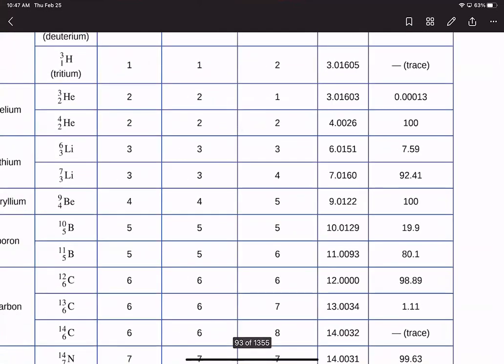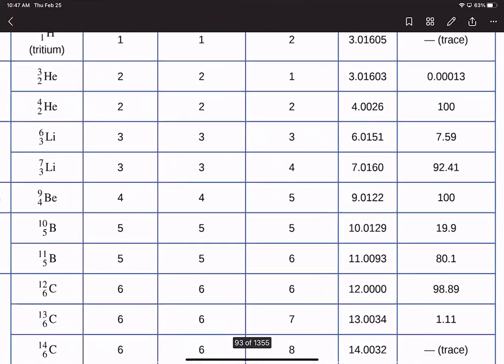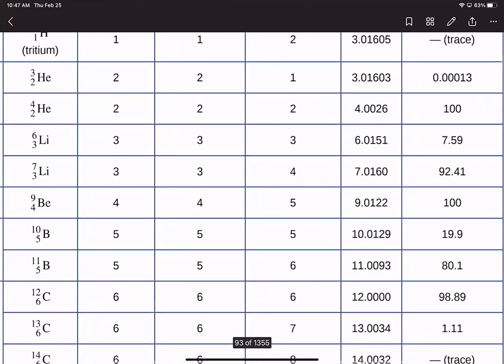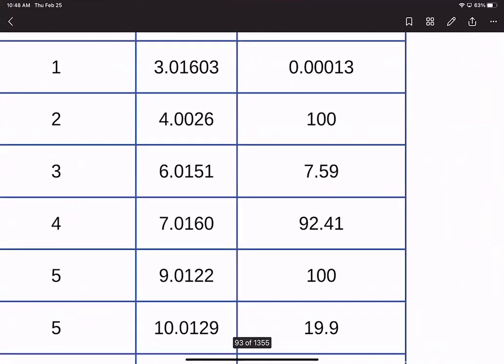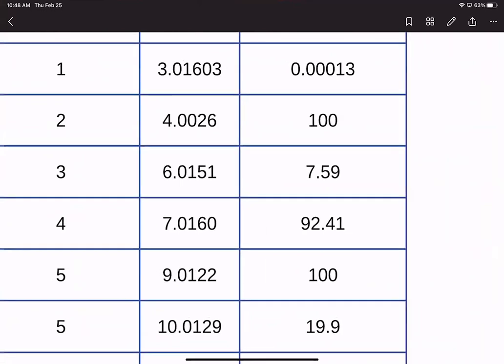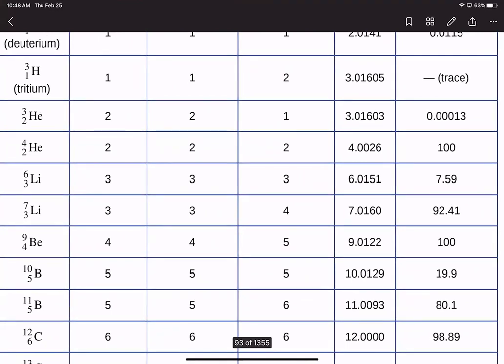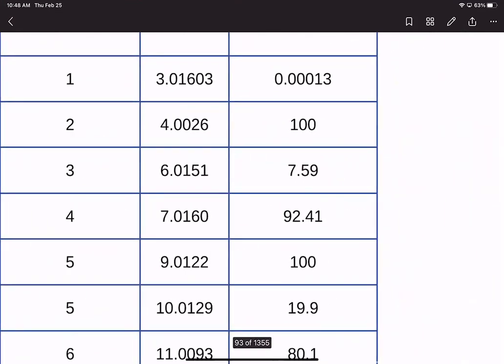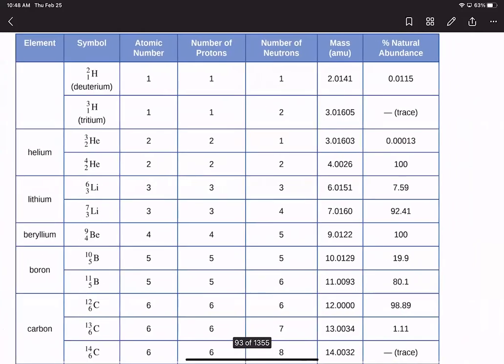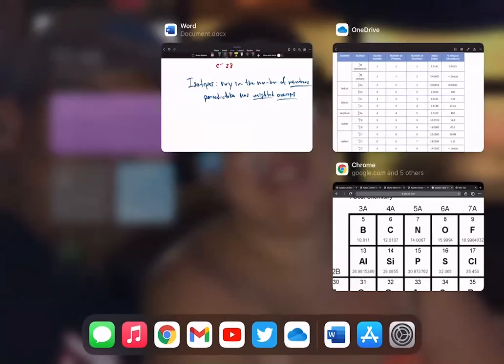And if we take a look at lithium, right? Lithium 6 with 3 protons and 3 neutrons. Out of all of the lithium that exists on Earth, 3 protons and 3 neutrons is 7.59% of the lithium. Lithium that has 3 protons and 4 neutrons will naturally, out of all of the lithium on Earth, be 92.41%. That's lithium 7, I'm sorry. So we have to take account of these natural abundances, and that's how we're going to calculate a weighted average.